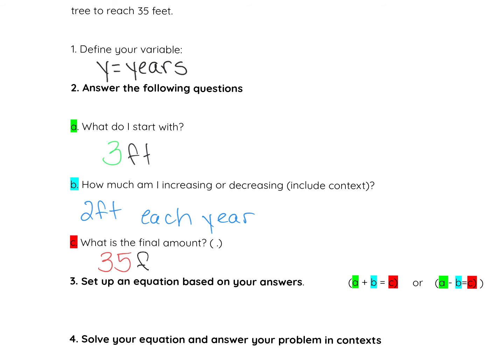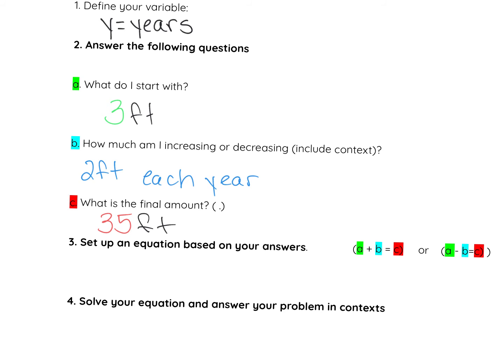My next step is to write the equation, and you use a simple formula. If you look down here, it is A plus B equals C, or A minus B equals C, depending on whether you're increasing or decreasing. So we know that you start with 3 feet. That is your A.